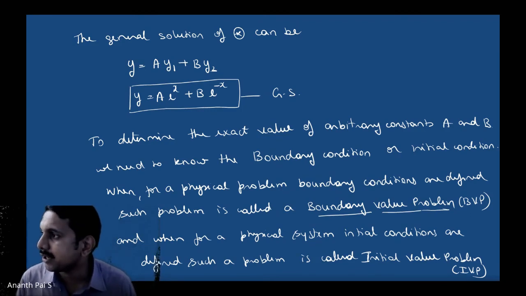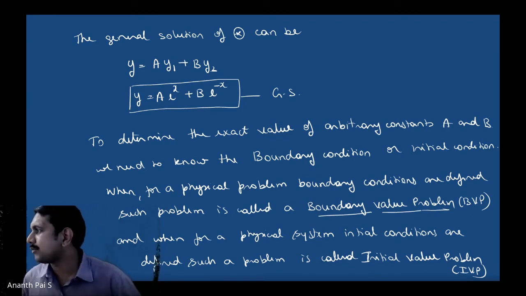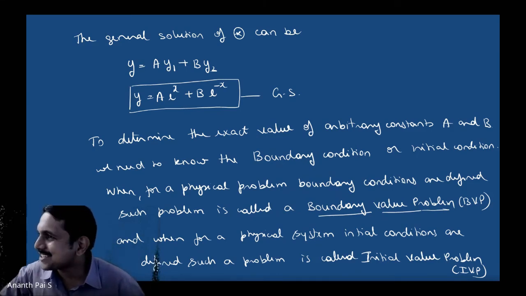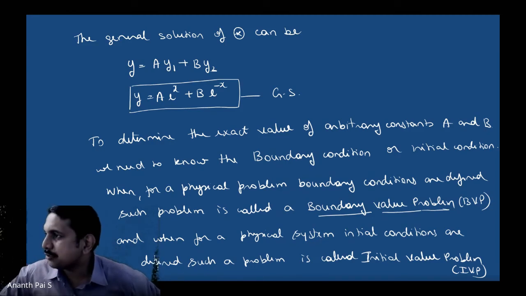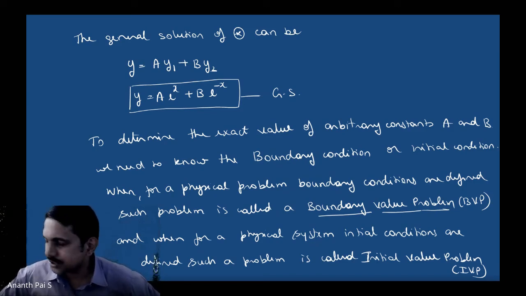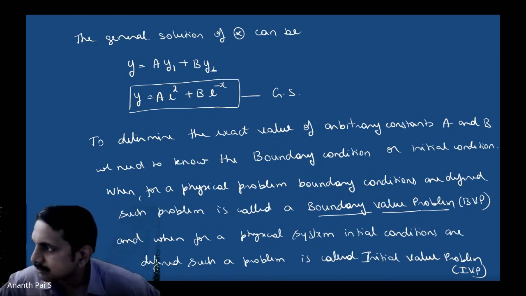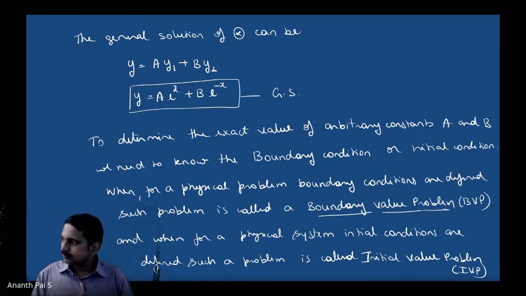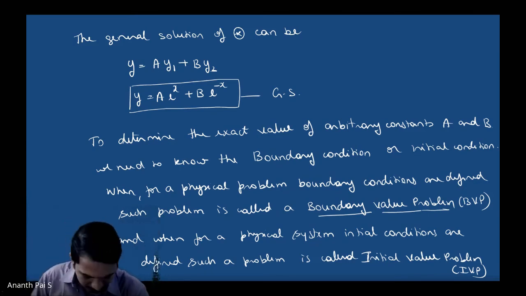BVP and IVP. Now I have told these things, but I have not explained you anything. I have just given you the definition. Let us understand what is boundary value problem and initial value problem. Both are important. Let us understand using a pendulum. Very, very basics. If you understand the basics, then only we can understand something better. Is it not? Now let us understand. You write it down.